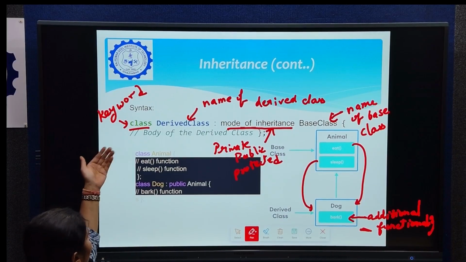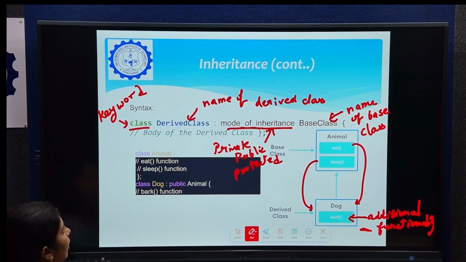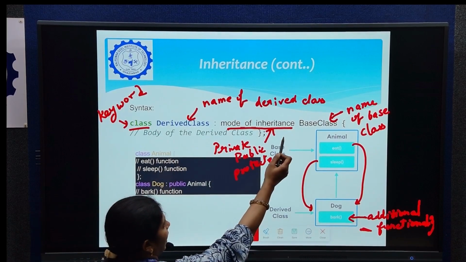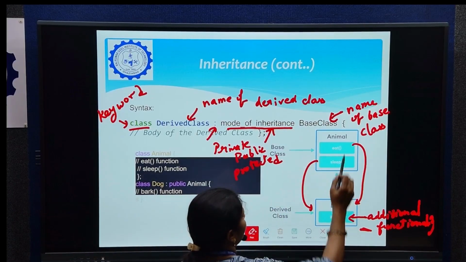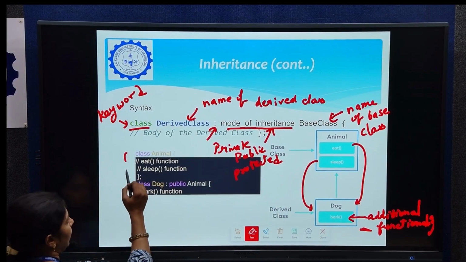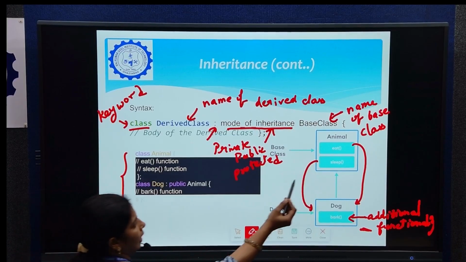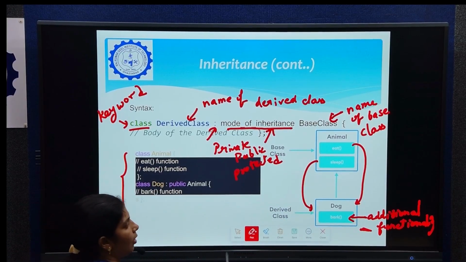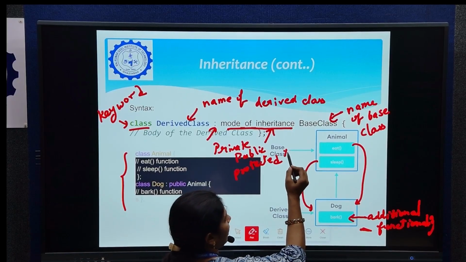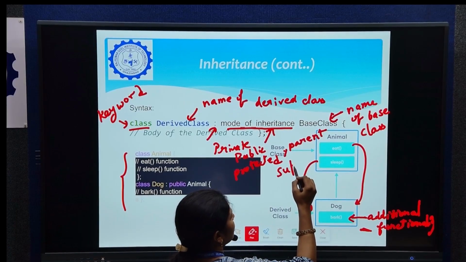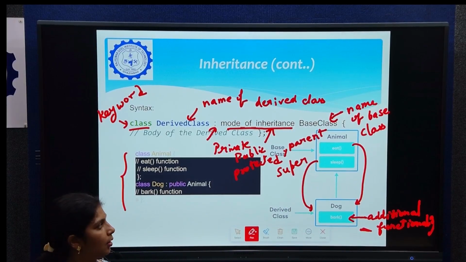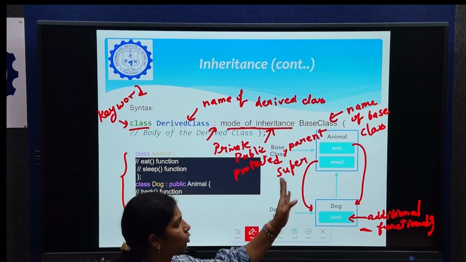So we are looking here at the syntax of how we inherit a class from a base class. Class, derived class name, mode of inheritance. This is the colon operator. This is the name of the base class. So coming to this part, class animal. Animal is the parent class. Base class, parent class, super class. These are all synonyms. We can use base class, parent class or super class.